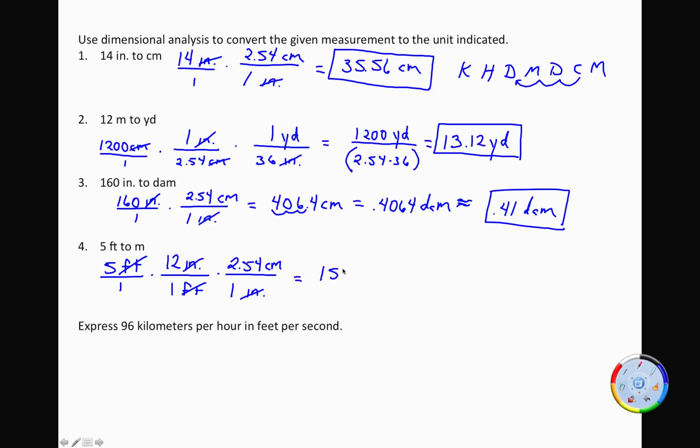So let's do 5 times 12 times 2.54 to get 152.4 centimeters. And I need to convert that into meters. So here's my centimeters. 2 places to the left, we'll convert that to meters. So 1.524 meters, or rounding to 2 decimal places, 1.52 meters.